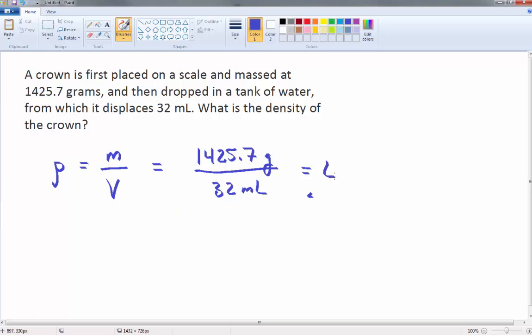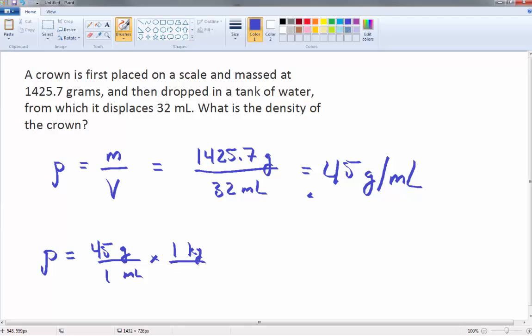So 45 grams per milliliter. If you so desire, you could convert this into kilograms per cubic meter. And so this density ends up looking like 45 grams per 1 milliliter times, basically, 1 kilogram per 1,000 grams. And then 1 milliliter is the same thing as a centimeter cubed. So we have 1 milliliter here, and we have per 1 centimeter cubed. So far the units that we've canceled are grams and kilograms, and then we have milliliters and milliliters.